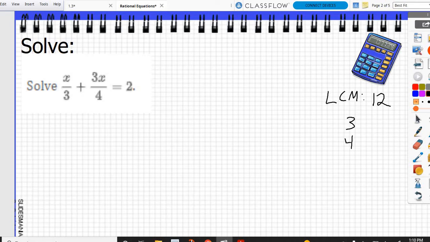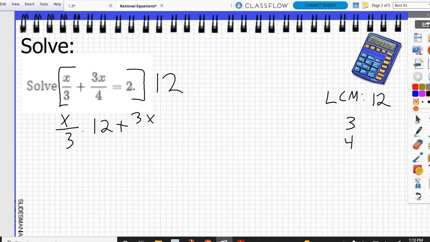So if we do that on this one, because it's an equation, I do have to do it to both sides. So I'm going to multiply, or basically distribute. That should be a 3. So 3 times 12 plus 3x divided by 4 times 12 equals 2 times 12.